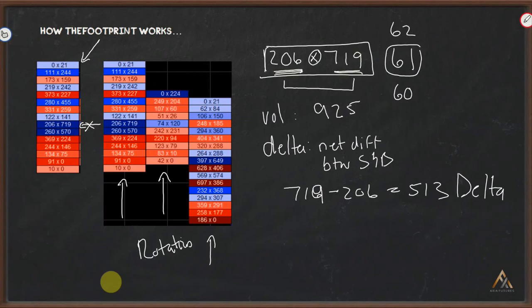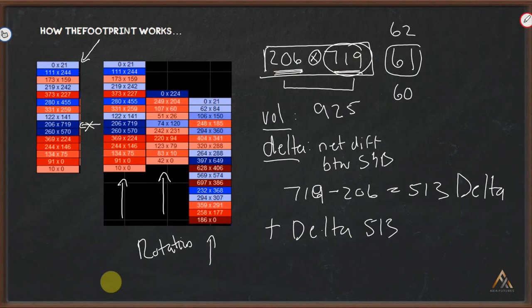The next statistic we take from that is what the delta represents. Was it the buyer that won that price, or the seller? In this example, we can see that there was more buying interaction at this price than selling interaction. Therefore, we get a positive delta from this price, a positive delta of 513.